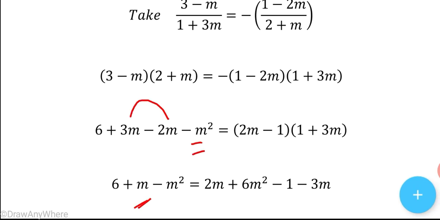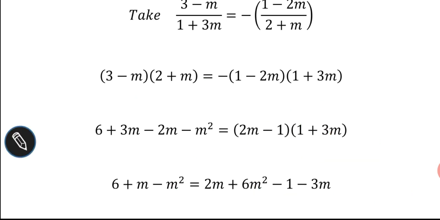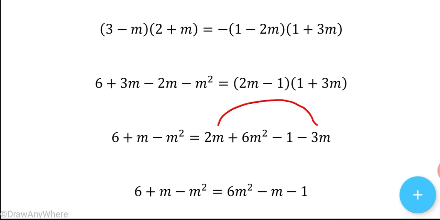Okay, so the next step will be equal to 6 plus 3m minus 2m is 1m, minus m squared is equal to 2m into 1 is 2m, 2m into 3m is plus 6m squared, minus 1 into 1 is minus 1, minus 1 into 3m is minus 3m. Okay, so the next step is 6 plus m minus m squared is equal to 6m squared, 2m minus 3m is equal to minus m minus 1.